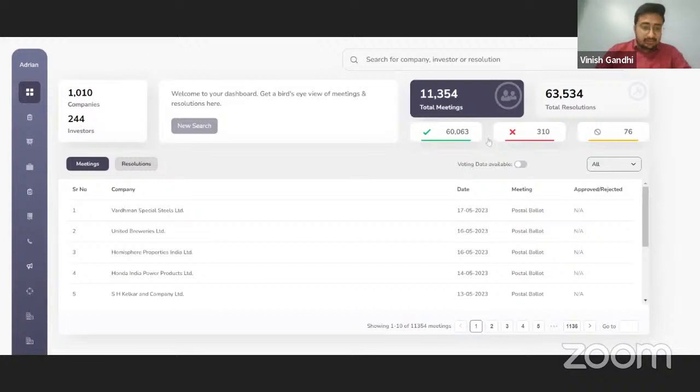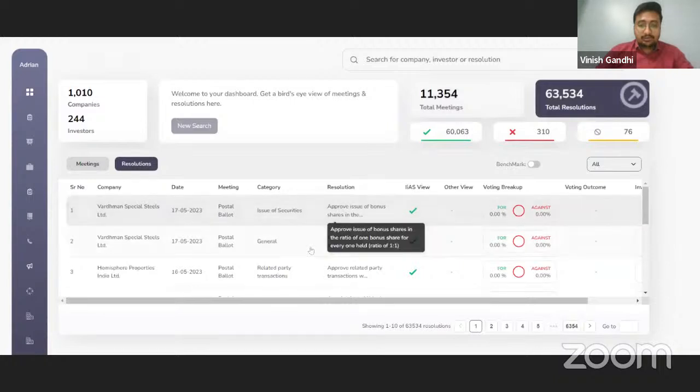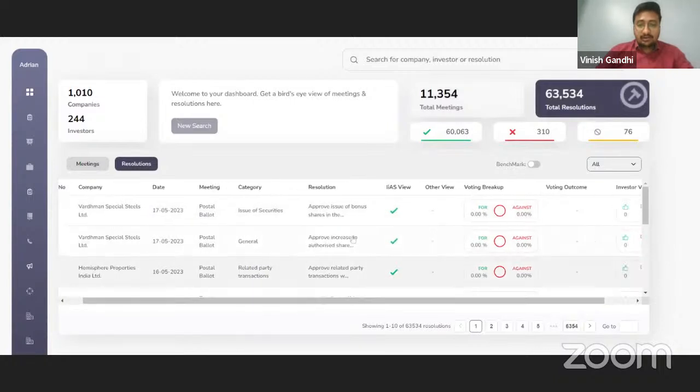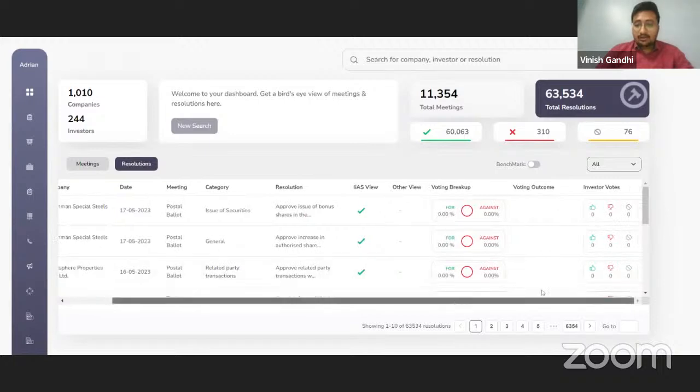On the bottom, what you see is a laundry list of all the upcoming meetings. This is available in meetings view, where it will show you the names of all the companies, or it is also available in resolutions view, which will show you each and every resolution and also give you a little bit of details like the type of resolution, what was the resolution description, what was the recommendation in IiAS's view, and the overall voting breakup and voting outcome.